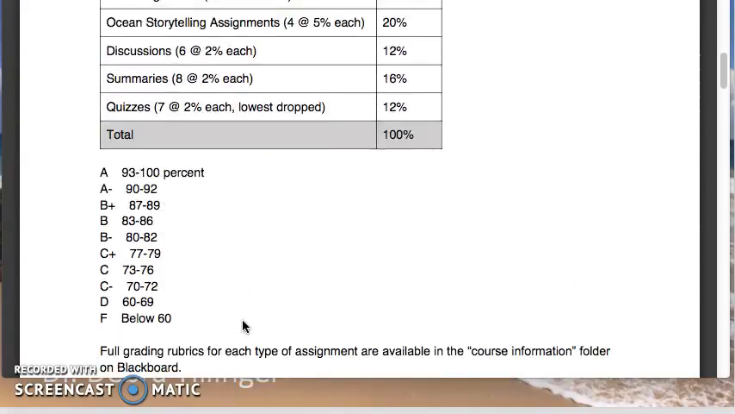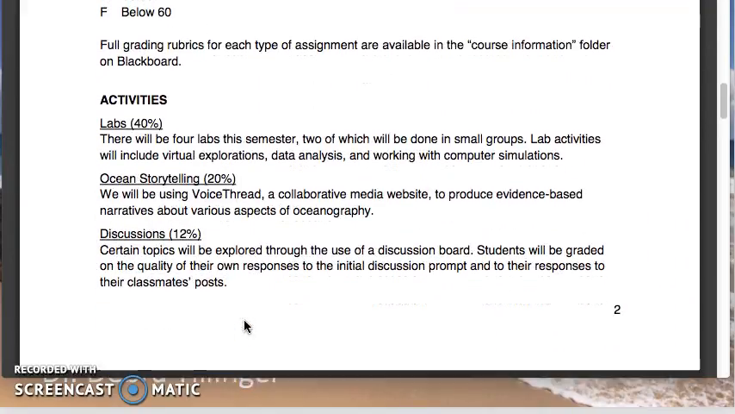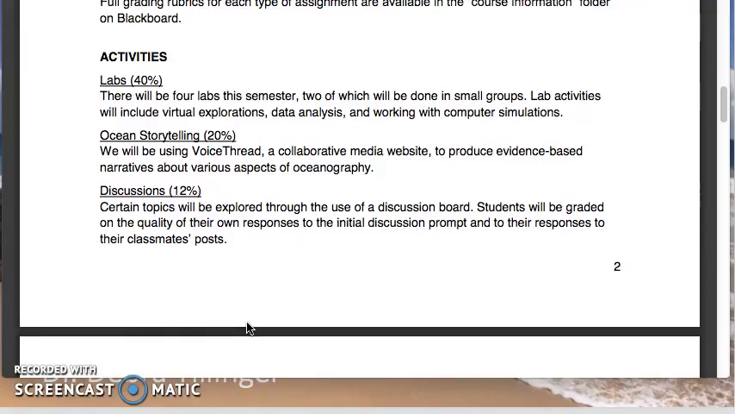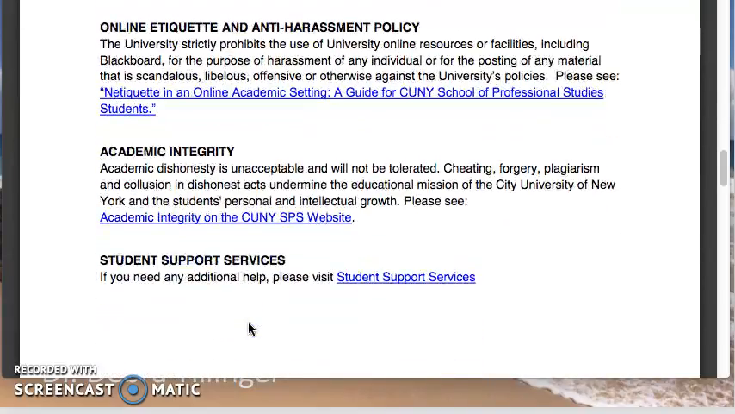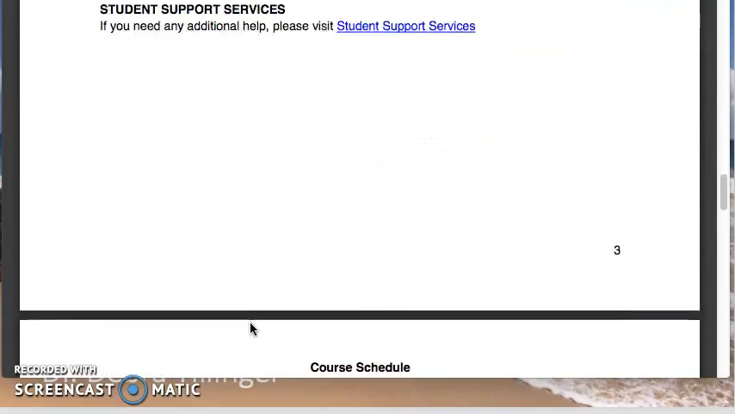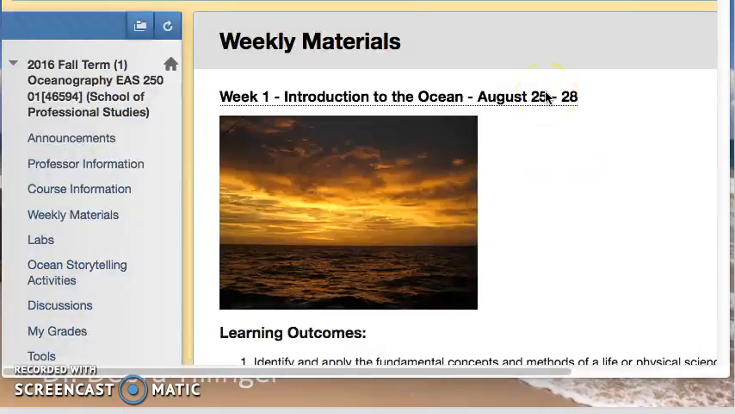Again, there are the lab assignments and ocean storytelling assignments, as well as some quizzes, your contributions to the discussions, and your summaries of the material. You're probably familiar with these sections, but please read them over anyway. And here is our schedule, broken down by week. Here in weekly materials, you have all the resources you'll need each week.